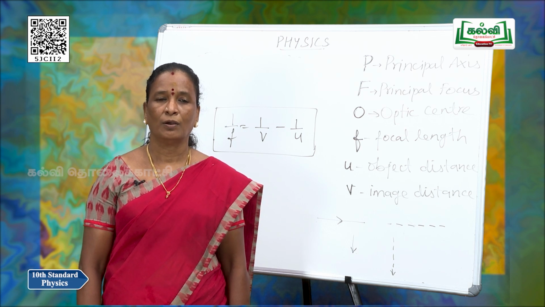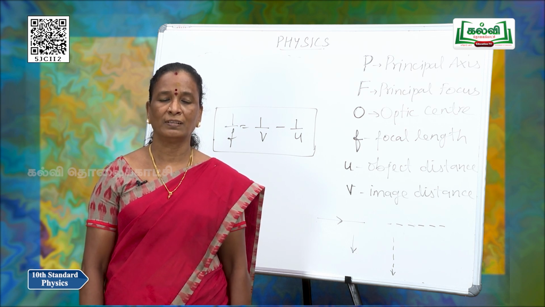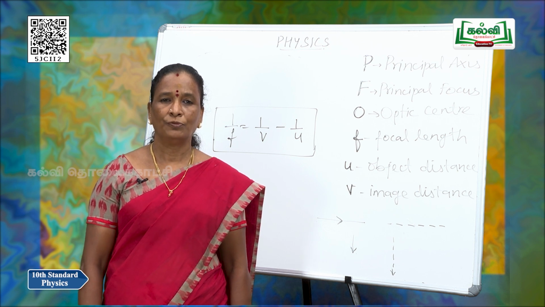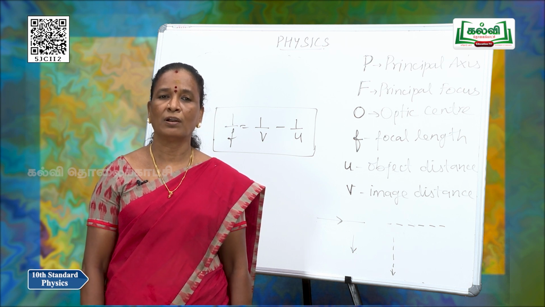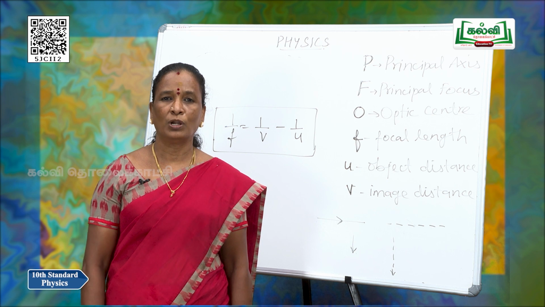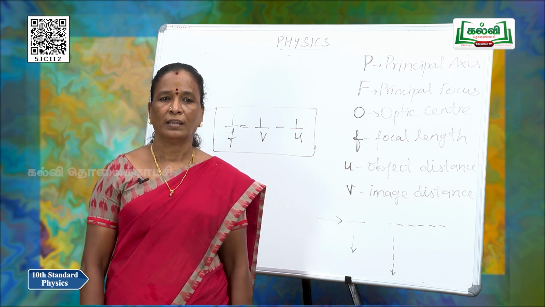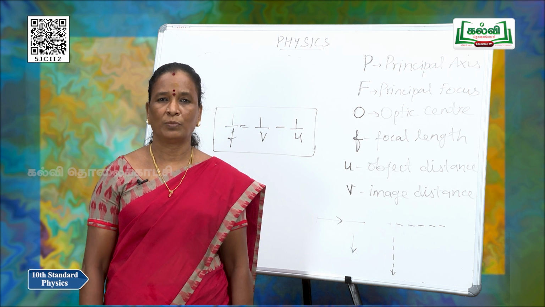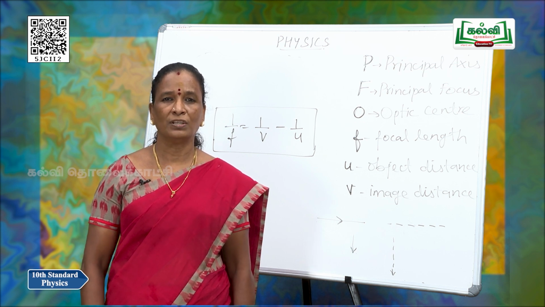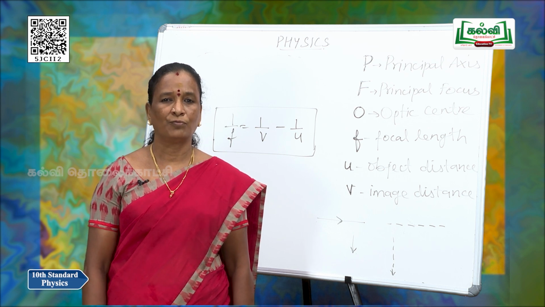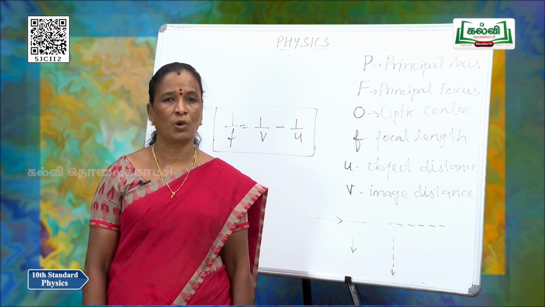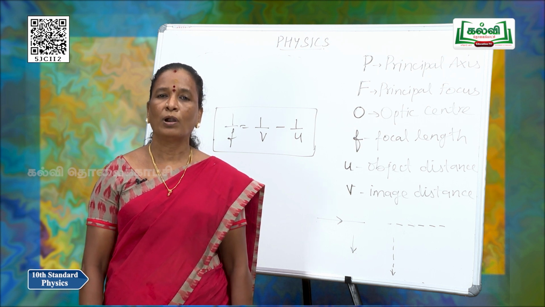So far we have seen the images formed in a convex lens and a concave lens. Suppose if you are asked to determine the focal length of the given lens, that may be a convex or a concave, there is a formula required to determine the focal length. We are using one formula here, it is called lens formula. The lens formula gives the relationship between the object distance u, the image distance v and the focal length f of the lens, that is small f. The formula is 1 by f is equal to 1 by v minus 1 by u.